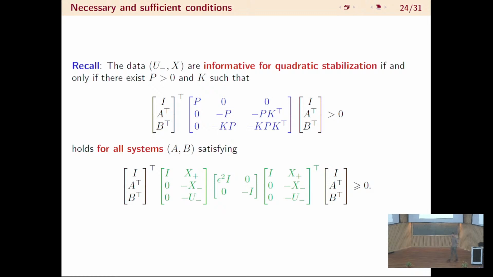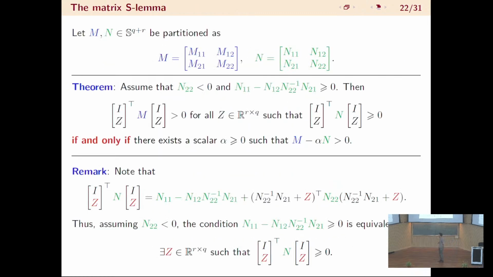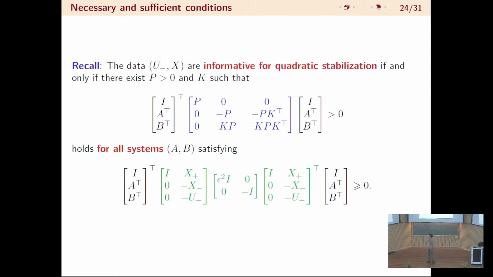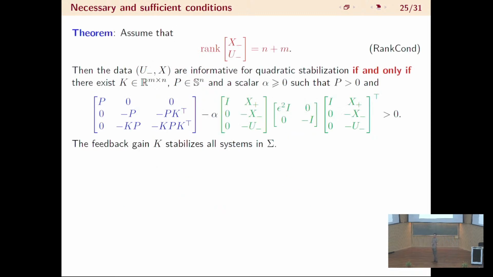So if you compare these two slides now, you may come to the inescapable conclusion that I did not pick these colors randomly. Because what is now going to be the idea? For the matrix M now, of course, we're going to choose this matrix in blue over here. And for the matrix N, in the matrix S lemma, we're going to pick this matrix in green. That's the idea. And then we just apply the matrix S lemma to obtain the following theorem.